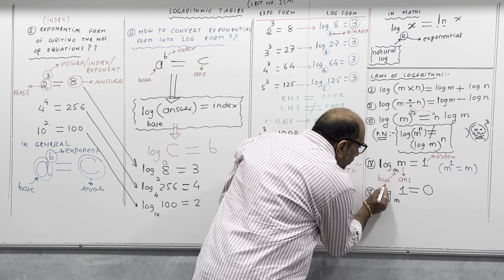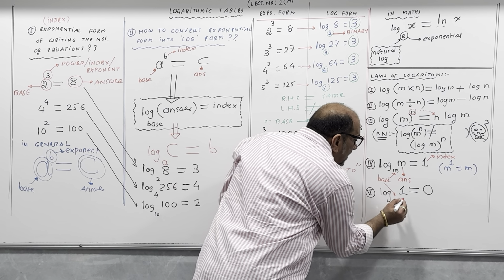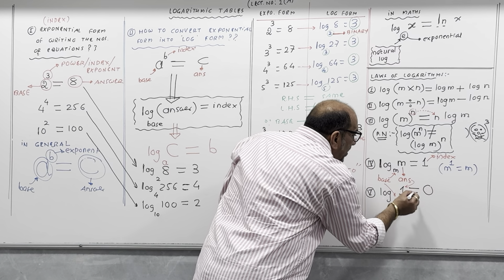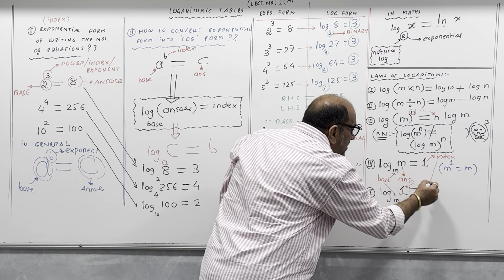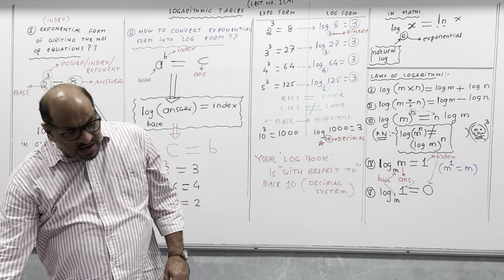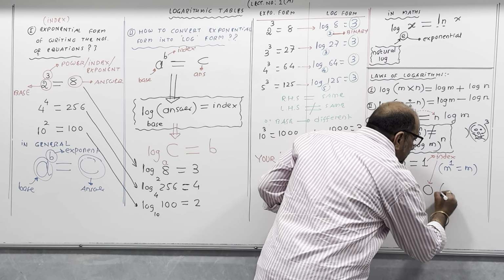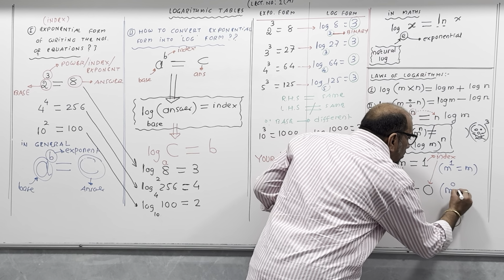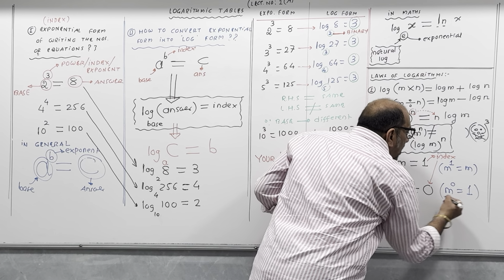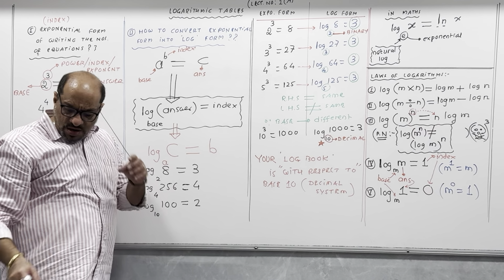Same technique apply karo beta. This is the base, this is the answer, and this is the index. So how will you write this? Base raised to index. M raised to 0 is 1.